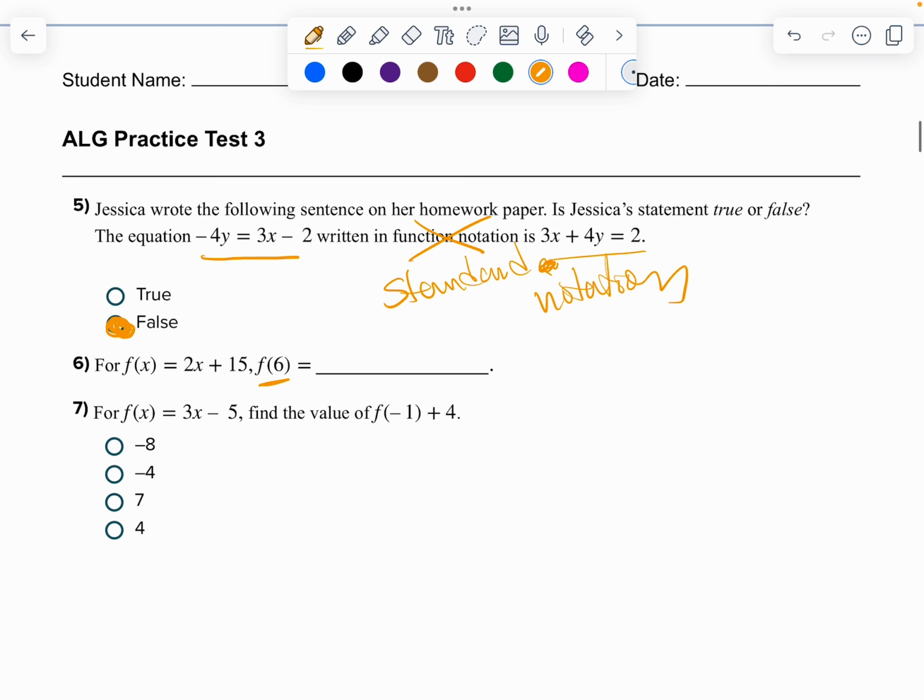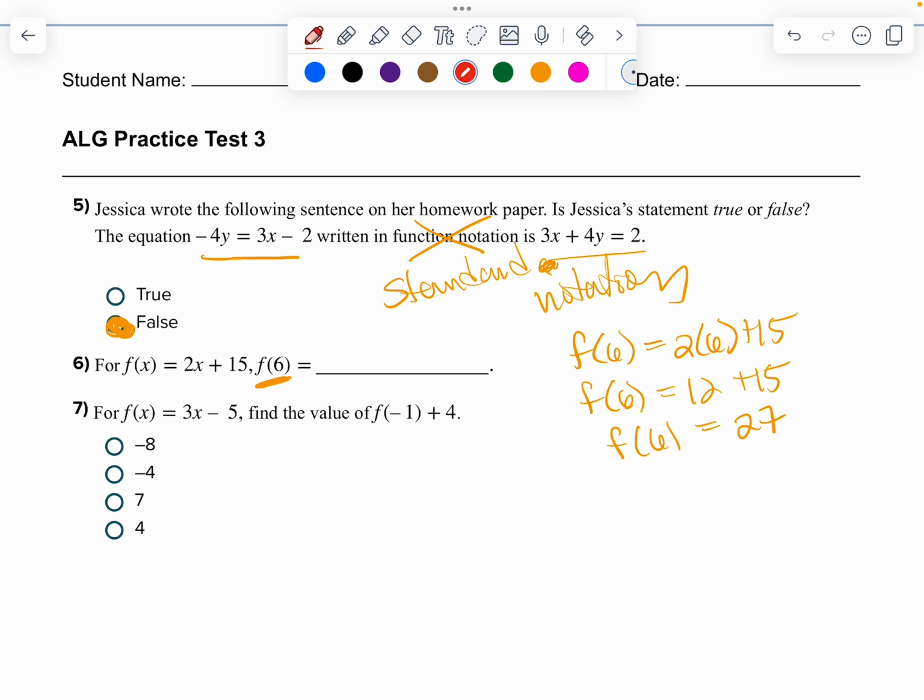Okay, so this is saying I'm going to plug in 6. So f of 6 equals 2 times 6 plus 15. That is 12 plus 15. So f of 6 would come out to be 27.